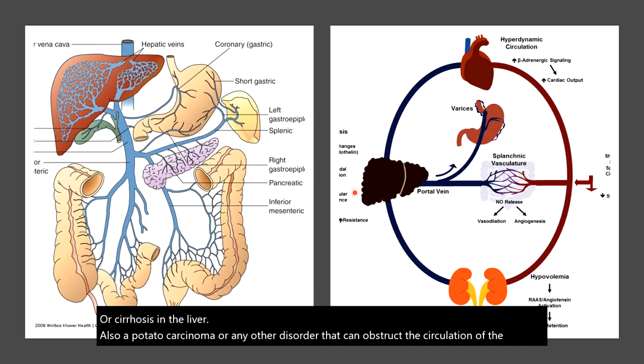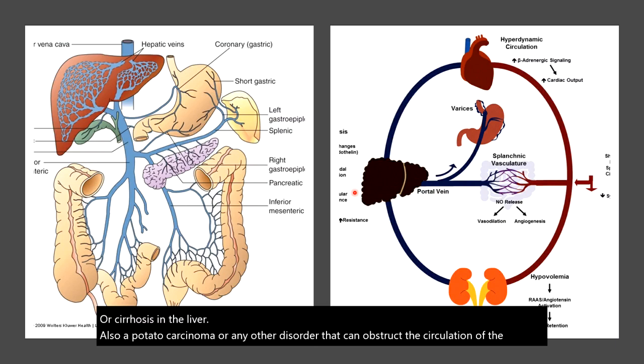Portal hypertension pathogenesis has to do with an increase of endothelin. Endothelin is going to be responsible for elevating resistance in the sinusoids located inside the liver, and that increase of resistance and vasoconstriction will be responsible for the backflow of the vein circulation up to the esophagus.